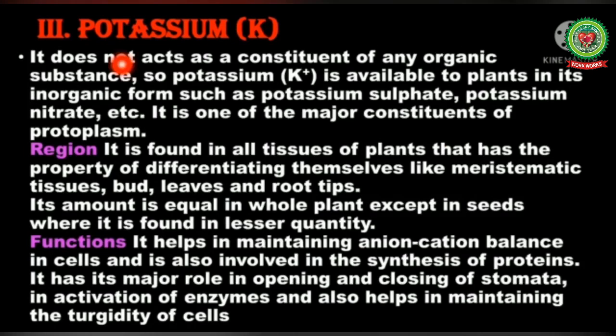Potassium. It does not act as a constituent of any organic substance, so potassium is available to the plant in its inorganic form such as potassium sulfate, potassium nitrate, etc. It is one of the major constituents of protoplasm. It is found in all tissues of the plant that have the property of differentiating themselves, like meristematic tissue, buds, leaves, and root tips. Its amount is equal in the whole plant except in seeds where it is found in lesser quantity.